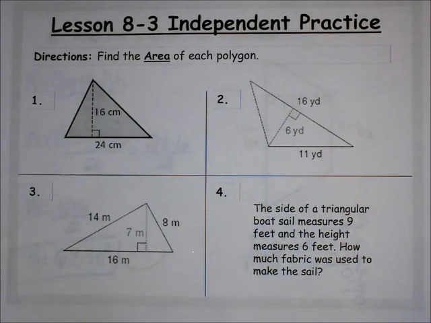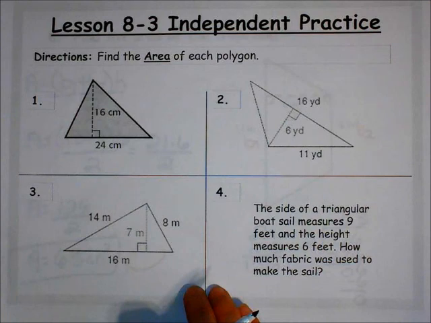Turn to the next blank page in your journal. Fold your journal or draw your piece of paper, divide it into 8 equal boxes. Put your title Lesson 8-3 Independent Practice at the top. Solve questions 1 through 4. When you're finished, hit play again and answer questions 5 through 8.